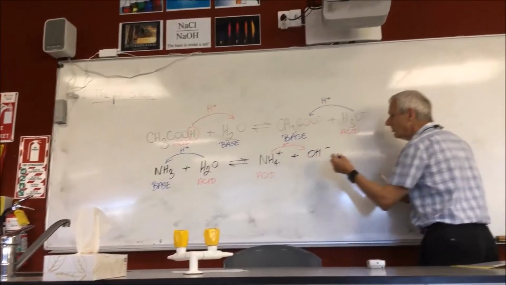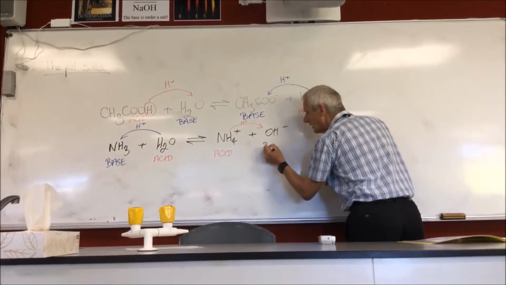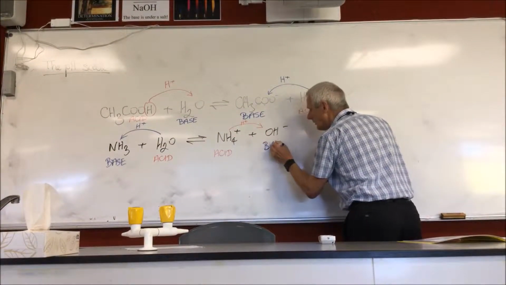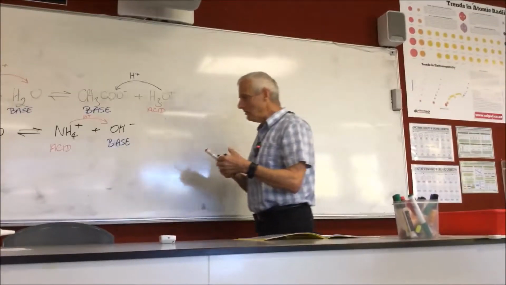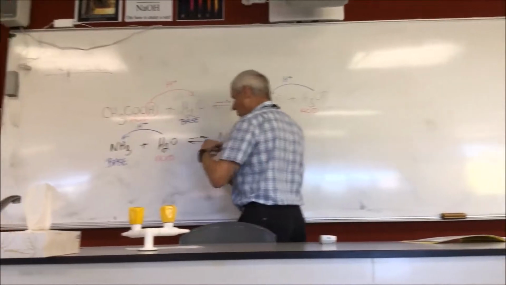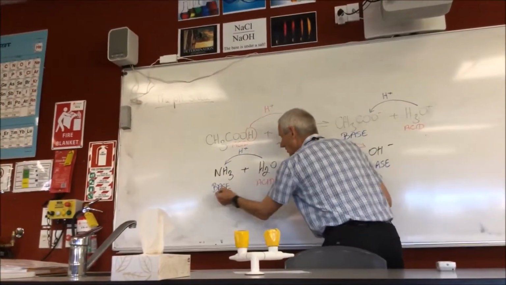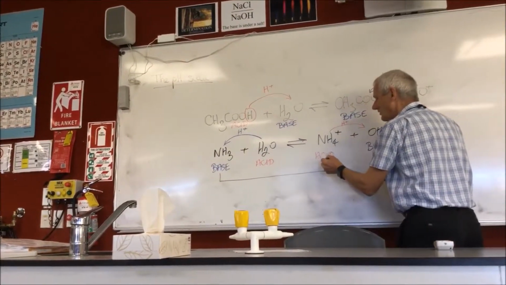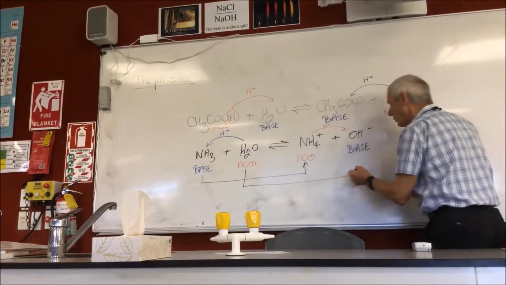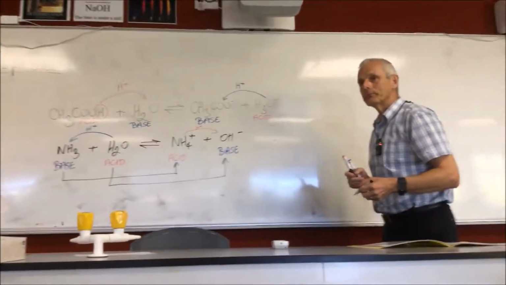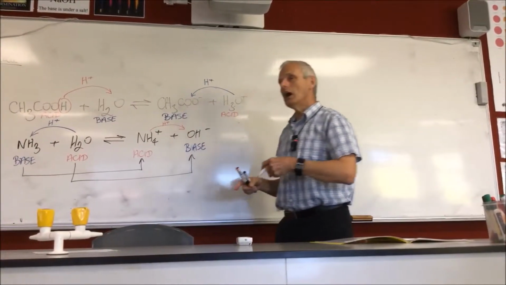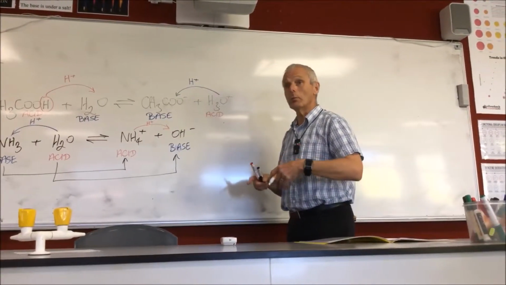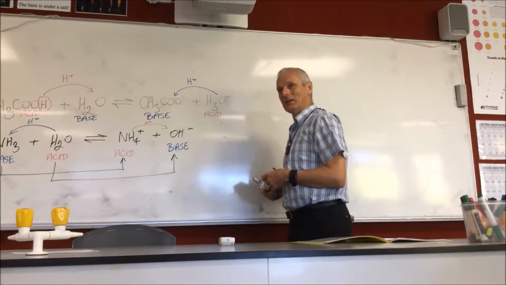And so this is the conjugate base of water. Okay? And so what you end up with are two pairs. This base with its conjugate acid, and this acid with its conjugate base. So all of these types of reactions consist of a pair of conjugate acid-base pairs, if you sort of think.